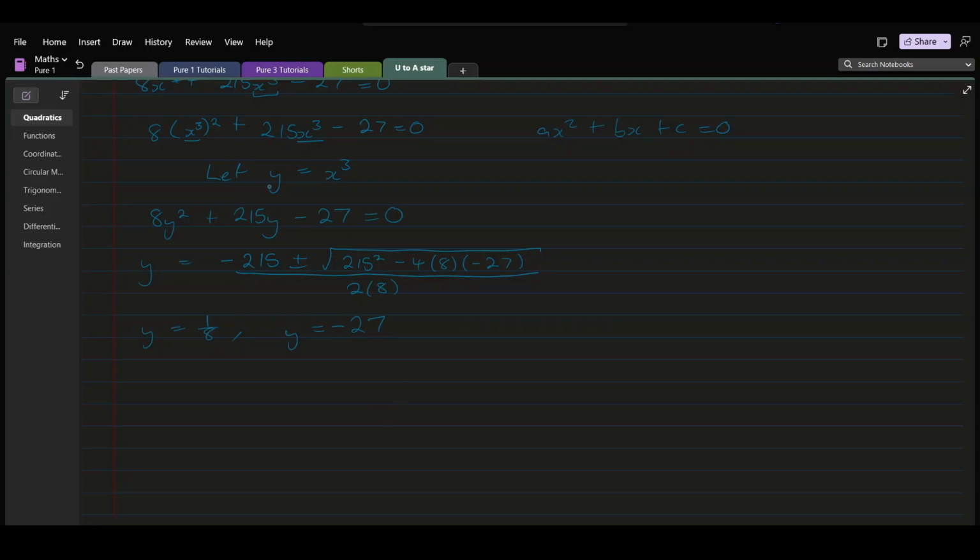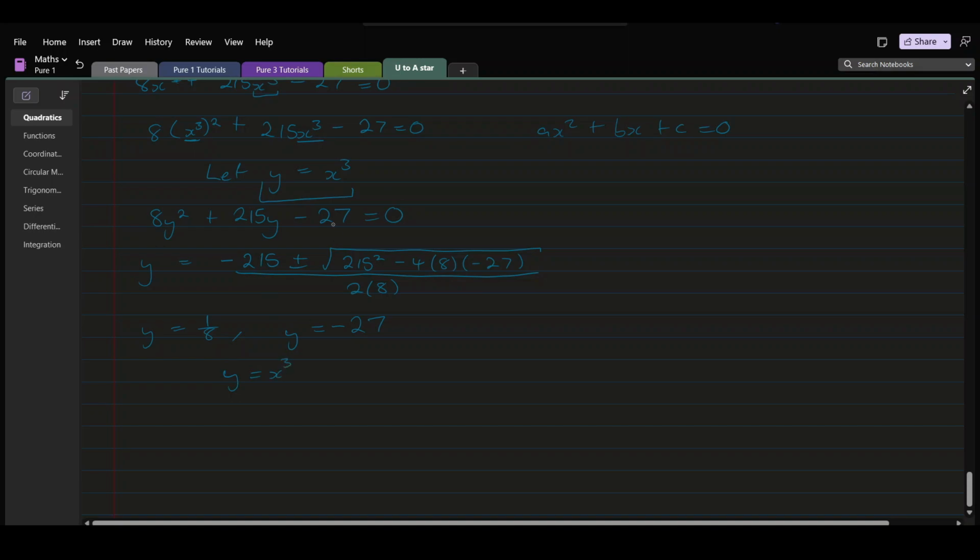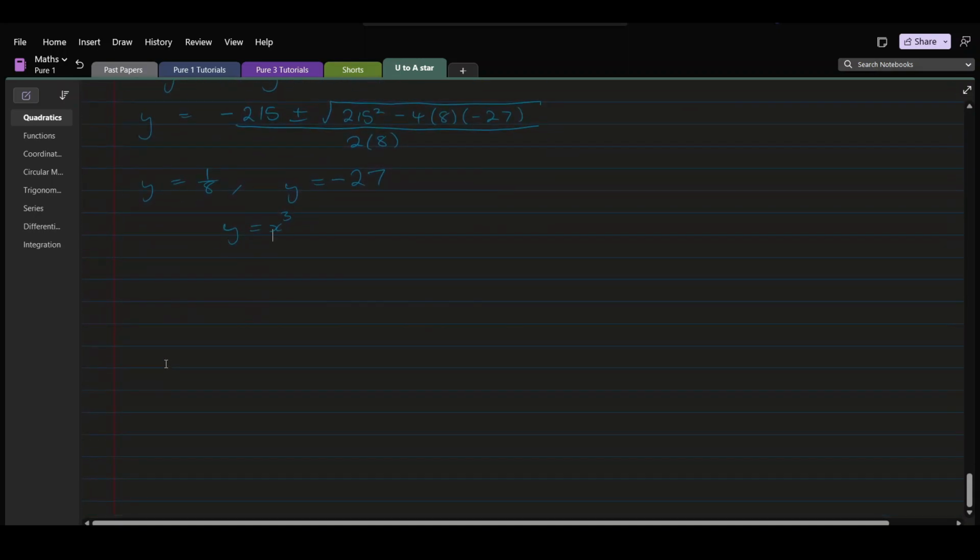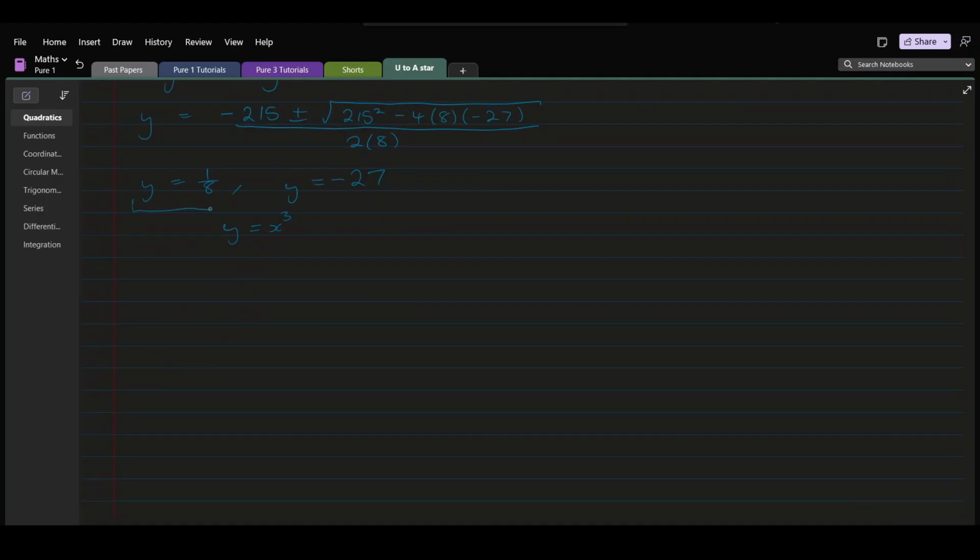And now remember that we want to get the value for x. The original equation that we had was in terms of x, so we're supposed to solve for x. So we're going to use the substitution to go back to x. So y is equal to x cubed. We're going to come back here and substitute y with x cubed. So this would become x cubed is equal to 1 over 8, and this would become x cubed is equal to negative 27.